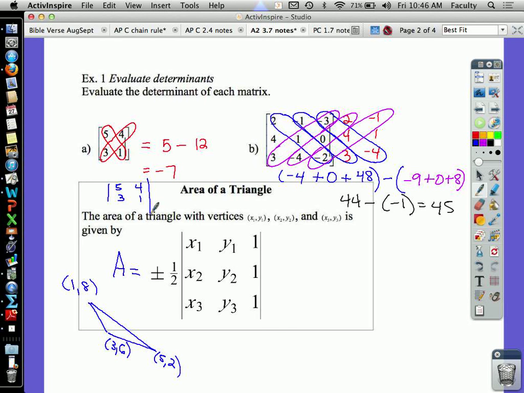It's not that we're going to get 2 answers. Does anybody know why we might need to put plus or minus out front? Right, okay. What do you know about area?